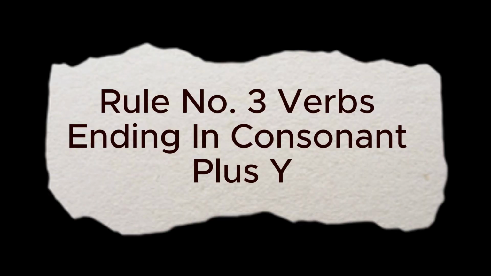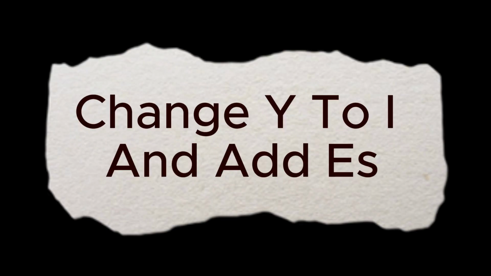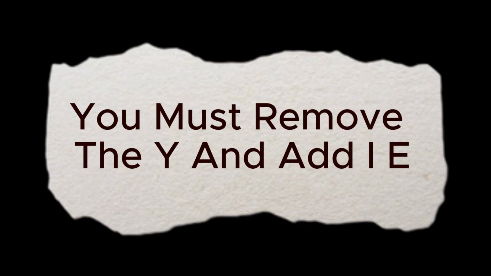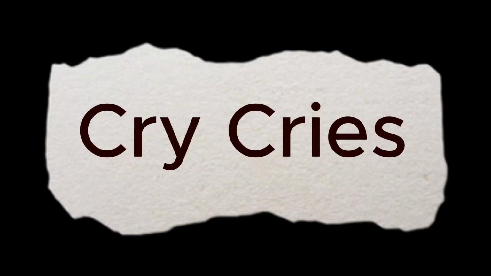Rule number 3. Verbs ending in consonant plus y, change y to i and add es. If the verb ends in a consonant plus y, you must remove the y and add ies. Examples: study, studies; try, tries; cry, cries; fly, flies; carry, carries; worry, worries; marry, marries; reply, replies.